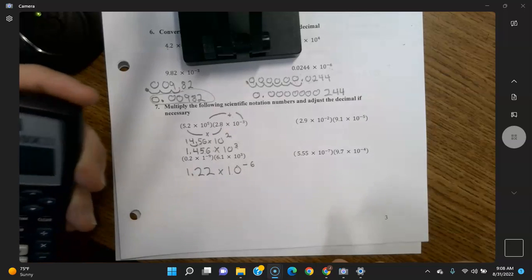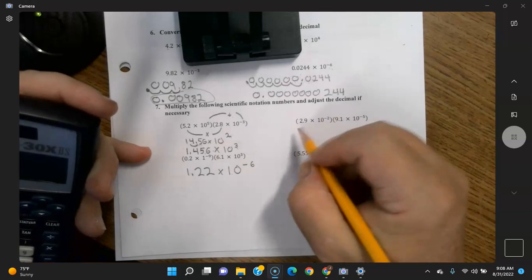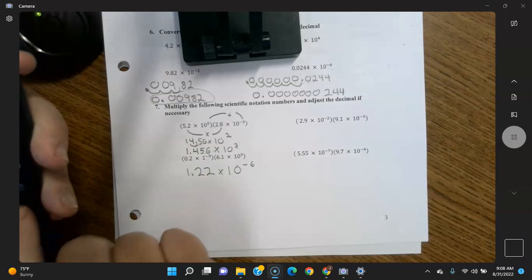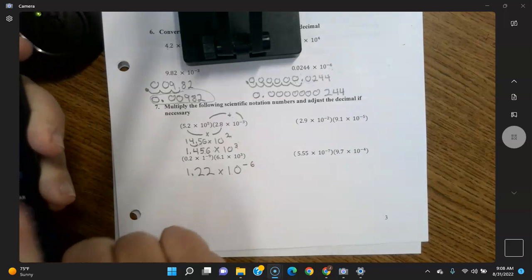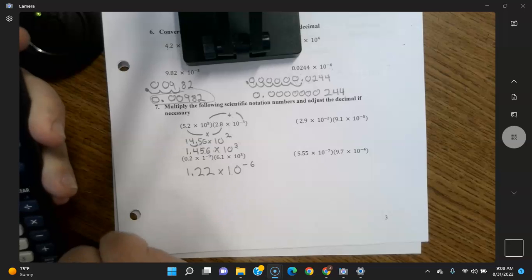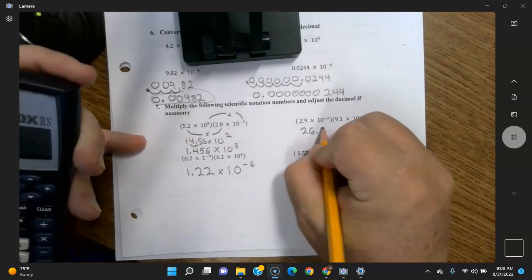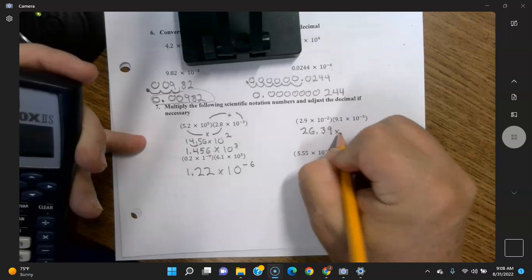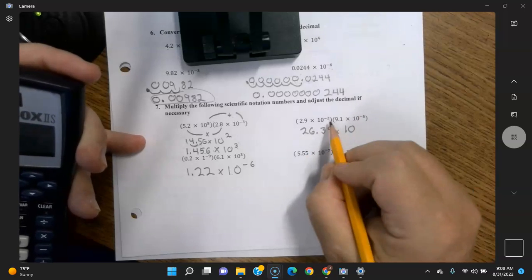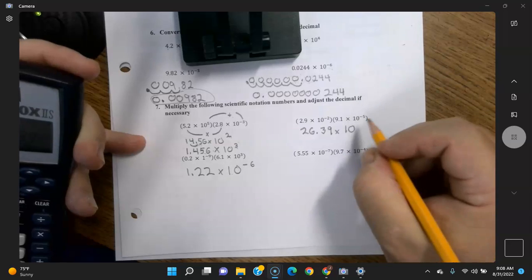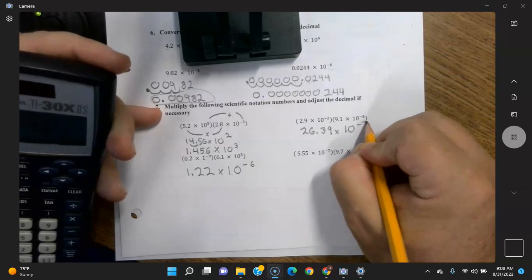Okay, let's do one more here. 2.9 times 9.1 equals 26.39 times 10. -2 plus -5 is the same as -2 minus 5, which is -7.